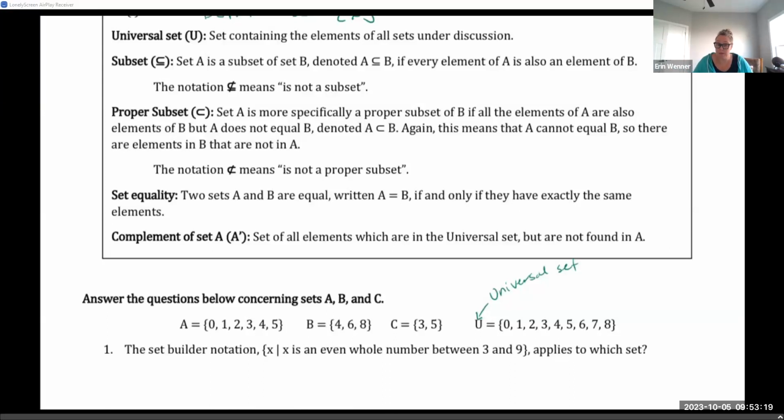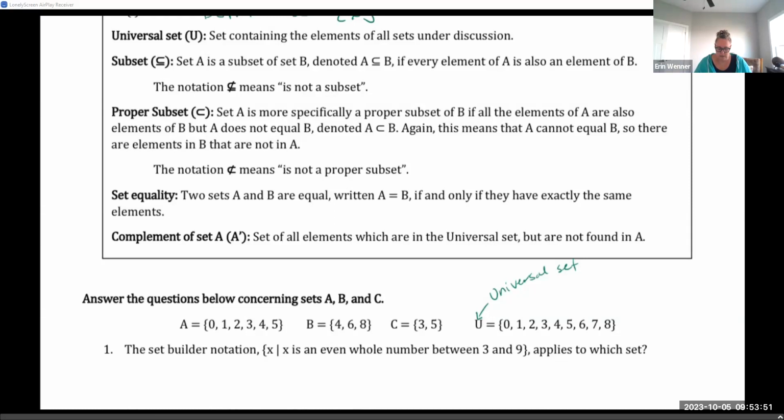Versus proper subset, they cannot be equal. So a set A is more specifically a proper subset of B if all the elements of A are also elements of B, but A does not equal B. And again, these are sideways symbols, okay? And they look like U's that have been turned on their side.